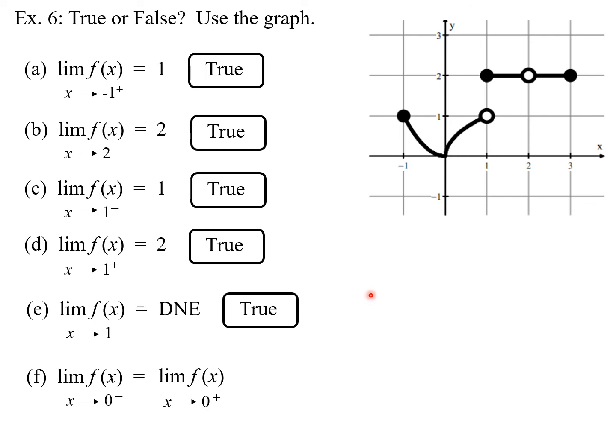Pause. All right, now that's saying that the limit of f of x as x approaches 0 from the left-hand side is the same as if it approaches 0 from the right-hand side. Approaching 0 from the left-hand side, the value is 0. Approaching 0 from the right-hand side, the value is also 0. So we get the same value, so that makes this statement true.